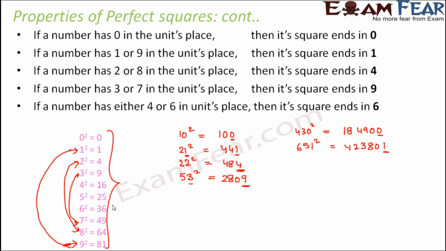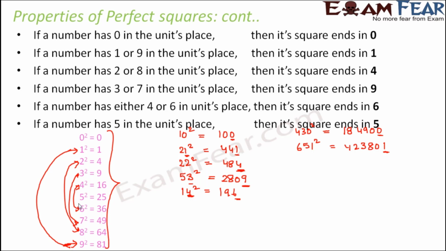If a number has 4 or 6 in its units place, then its square ends in 6. So 4 and 6 behave the same way. Think of 14 square, that is 196. This number ends in 4, so the square ends in 6. And finally, if a number ends in 5, then its square also ends in 5, like 15 square gives you 225. So the number ends in 5, its square also ends in 5.